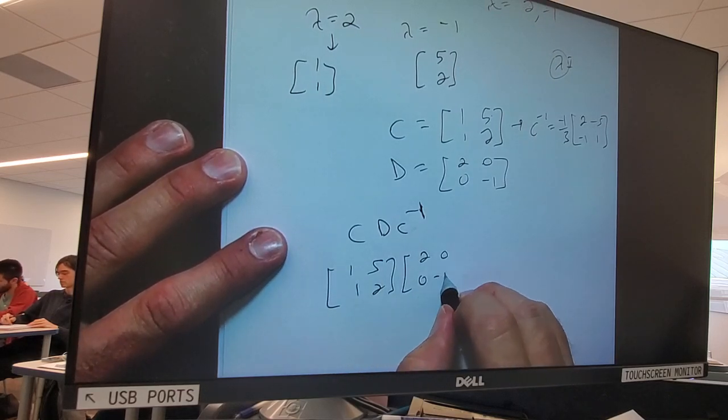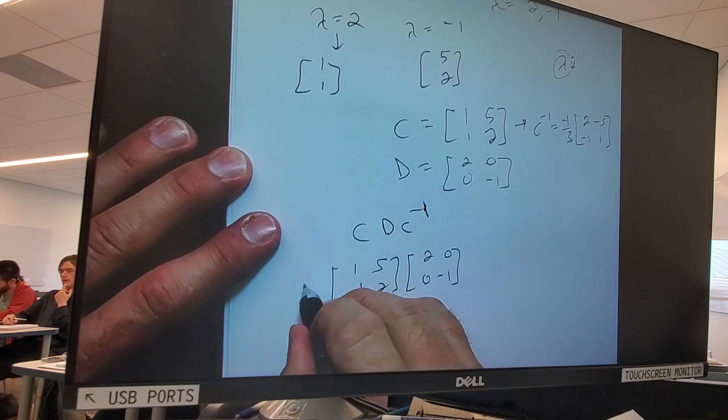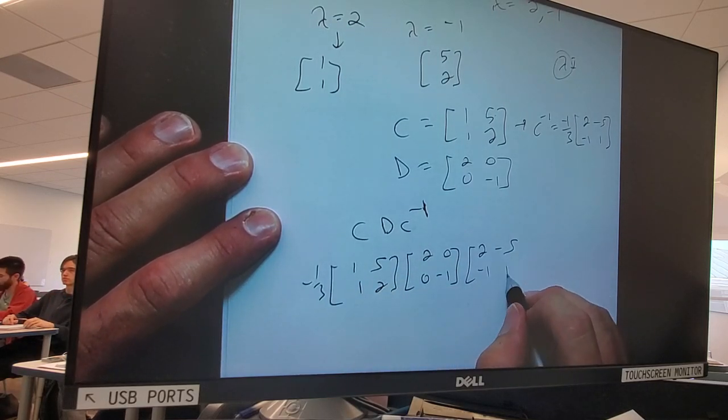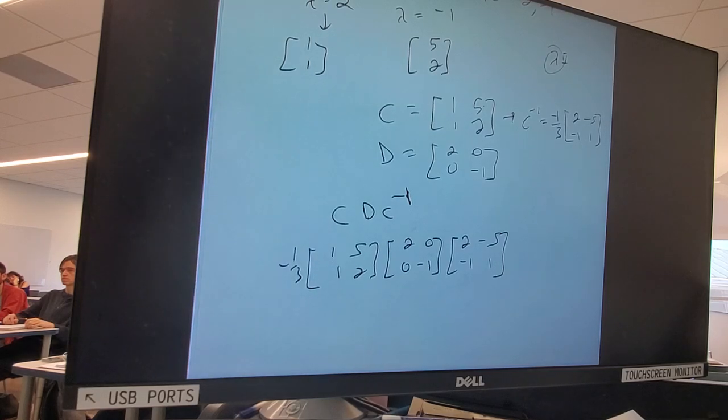So C, D, and then are you guys cool with this? I'm going to put the -1/3 out and just leave the heart of the inverse over here. Is that cool? Yeah. Something you can totally do. We did that with our projection matrix and our Q matrix and so forth. You can just leave the multiplier out front, so you don't have to worry about it until the end.